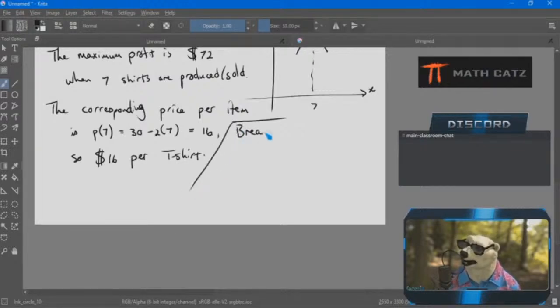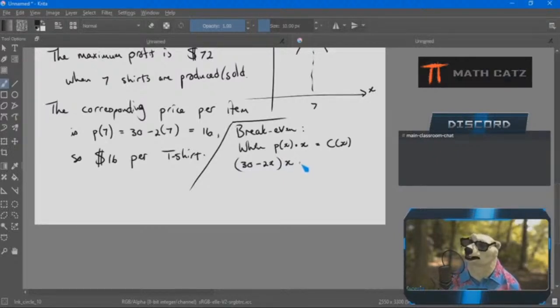So my break-even point is when my revenue, which is little p times x, equals my cost. Revenue equals cost, meaning profit is 0. So now I have to remember, what was the price function? 30 minus 2x. That all times x.